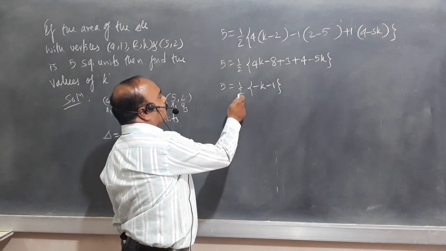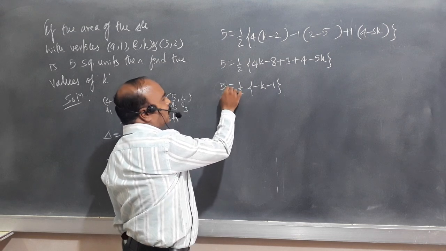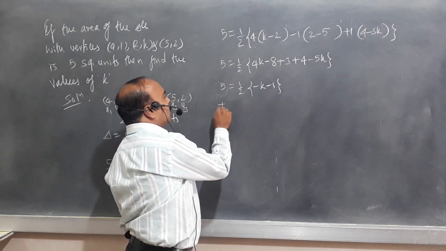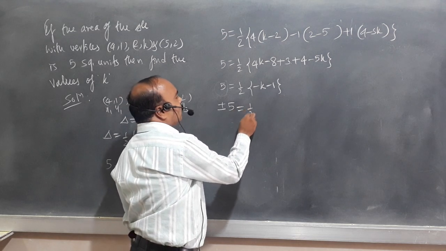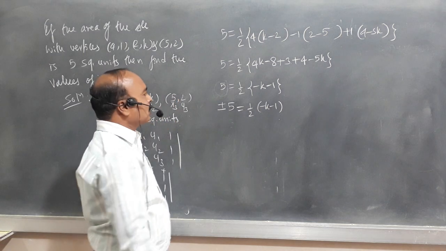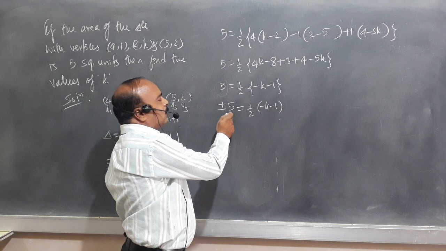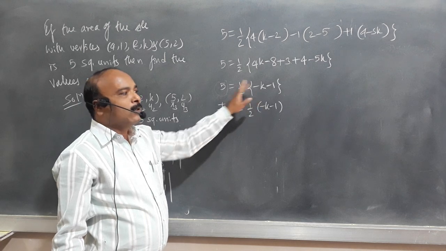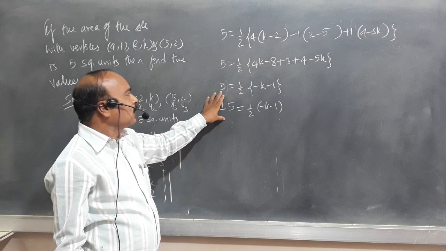At last we take the two values of 5, as I told, take 5 as plus or minus 5, because we are getting two values of k. Plus or minus 5 equal to 1 by 2 into minus k minus 1. Why is it taken plus or minus? Because we are having two values of k. If the unknown value k is given, we have to consider two values of the area of the triangle to get the value of k.